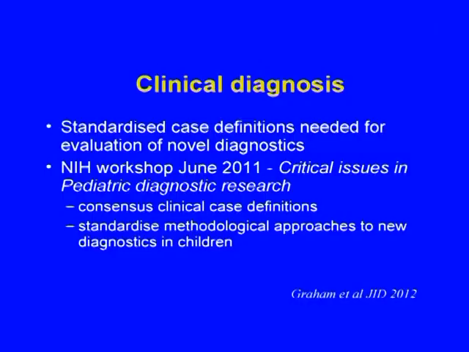Now, WHO and the NIH and all these organizations have recognized the problem with clinical diagnosis. And so they convened a meeting last year at the NIH to develop standardized case definitions, so that you could have a standardized diagnosis for children. And they came up with consensus clinical case definitions. Important to realize, they did not do a systematic review. These are consensus expert opinion and standard methodological approaches for new diagnostics in children.